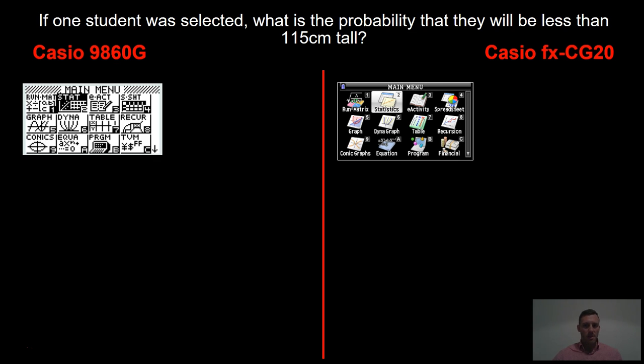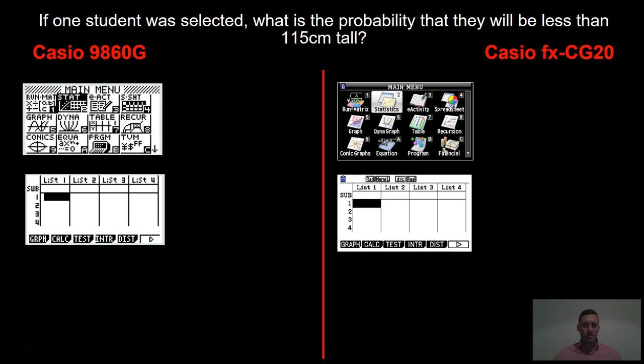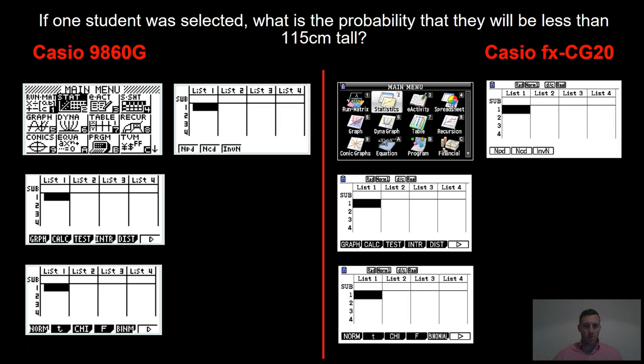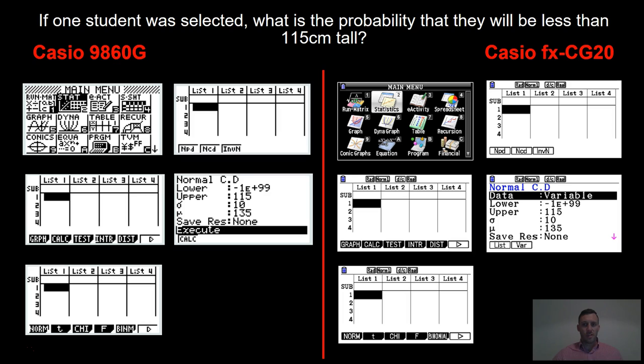Again, we'll start the main menu. Press 2 for statistics and we get the lists. We leave them blank this time. We press F5 for dist, which is distribution. Then we press F1 for norm, which stands for normal. Press F2 for NCD, which stands for normal cumulative distribution.